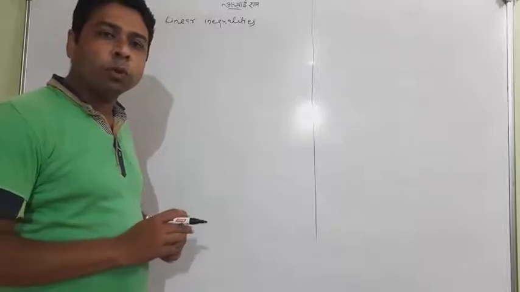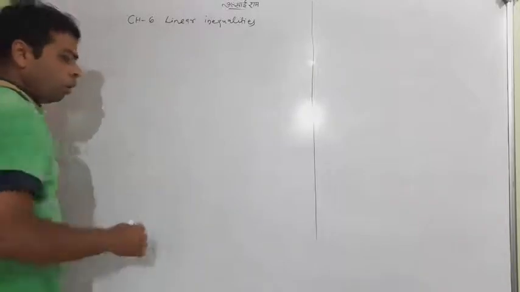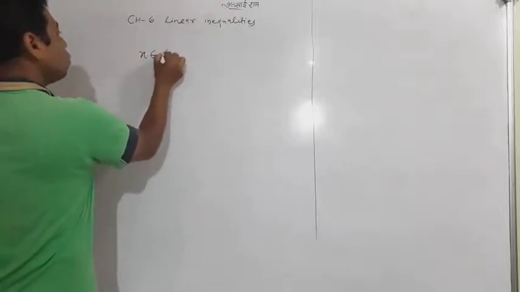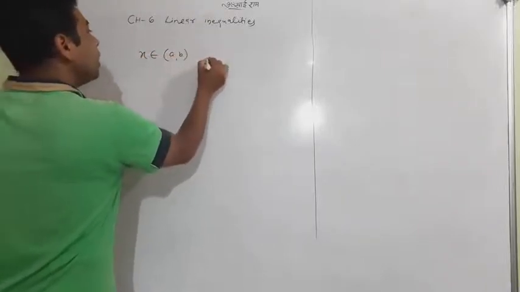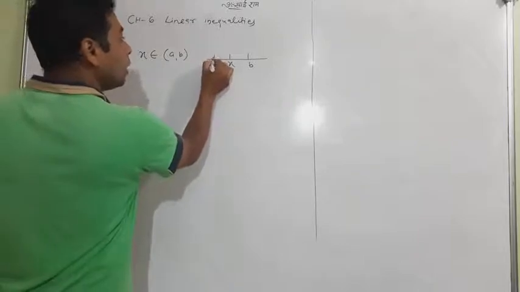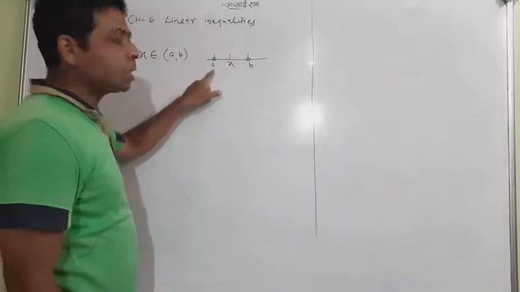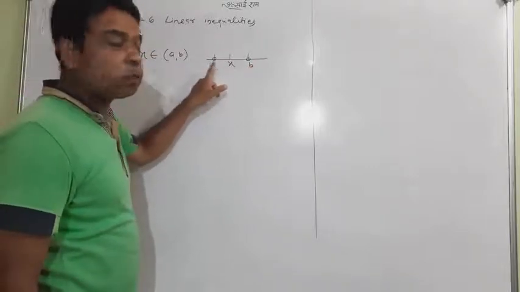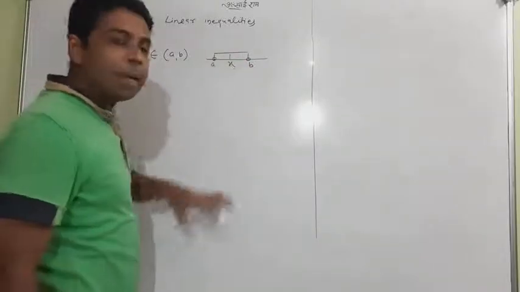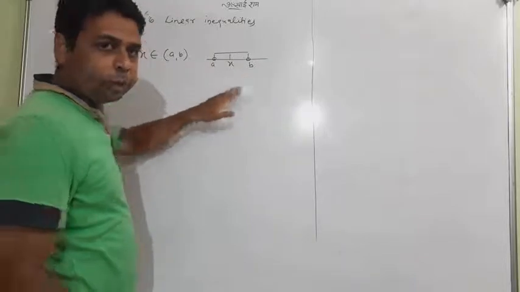In sets, I taught you the intervals. We have four kinds of interval, which I want to tell you right now. Look at x belongs to the open interval (a, b). It means that x lies between a and b, where a and b are excluded. So x is not equal to a, and x is not equal to b. It may be any point between a and b, but x cannot equal a, and x cannot equal b. This is called an open interval.